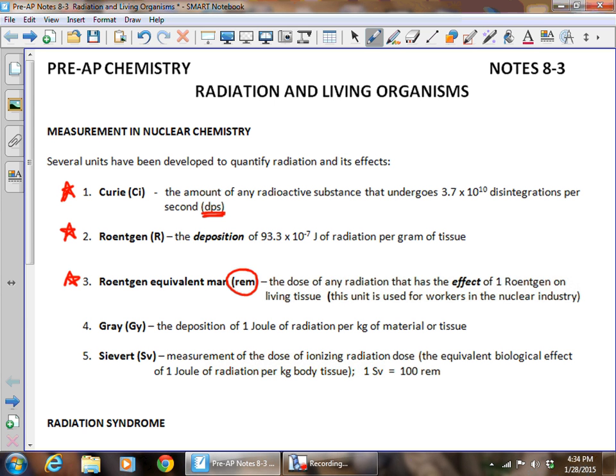So this particular one takes into account what type of radioactivity it is. Is it alpha? Is it beta? Is it gamma? So different types of radiation will affect tissue in human organisms differently.